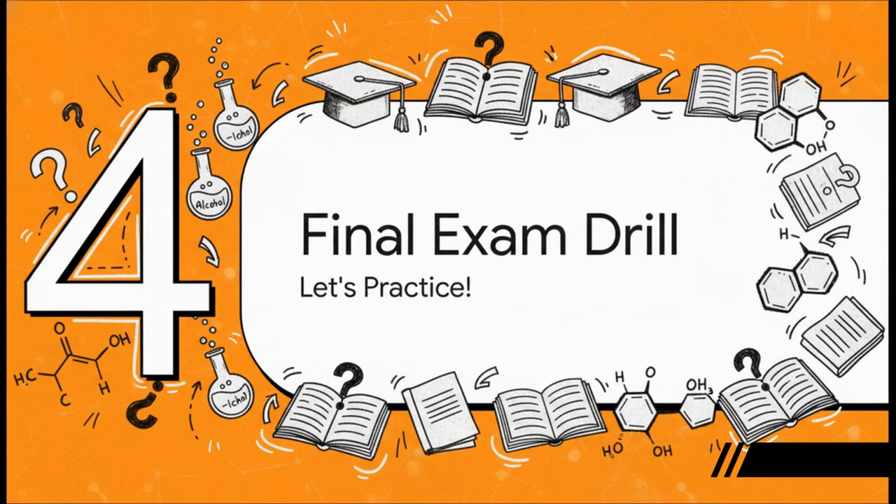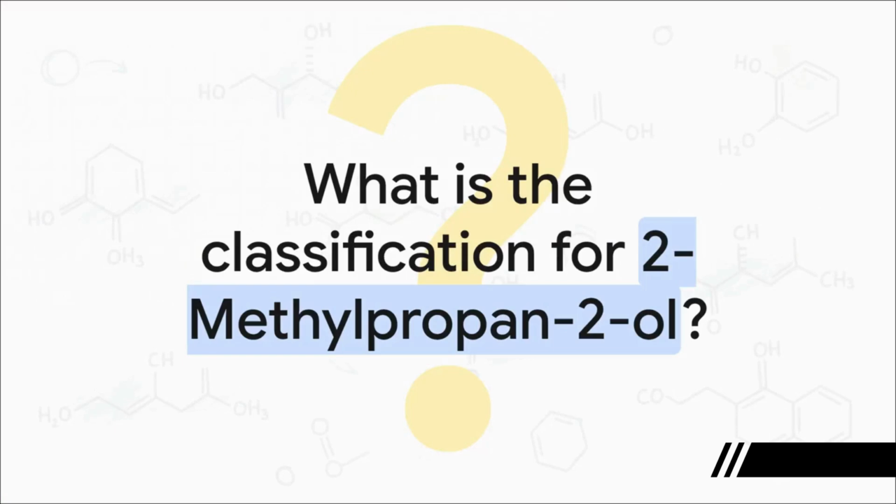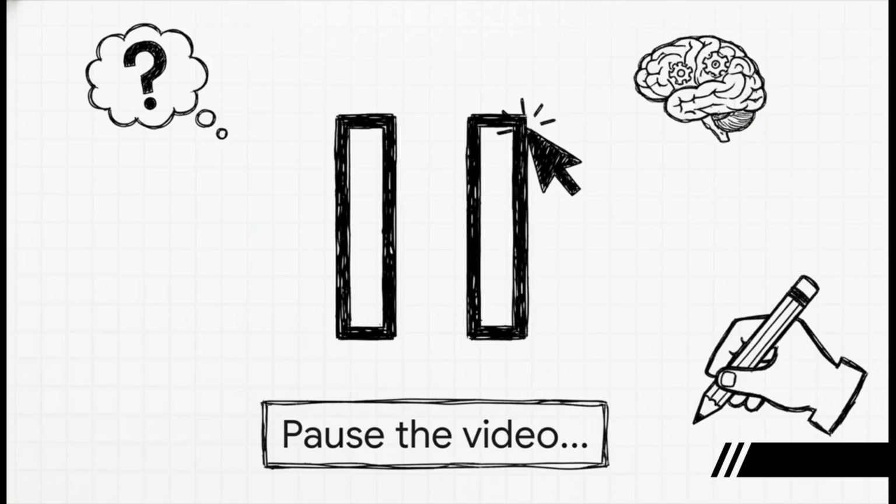All right, theory is done. Now it's time to put your knowledge to the test with a quick exam-style drill. This is where we really see if you've got it down. Ready? Let's see if you've been paying attention. Here's your question. What's the correct classification for 2-methylpropan-2-ol? Is it primary, secondary, tertiary, or dihydric? Use that foolproof strategy we just talked about. Find the OH, find its carbon, and count its neighbors. I want you to pause this explainer right now. Seriously, work it out, maybe on a piece of paper, and commit to an answer. No peeking. Go on, hit pause.